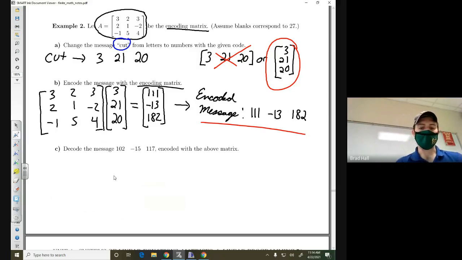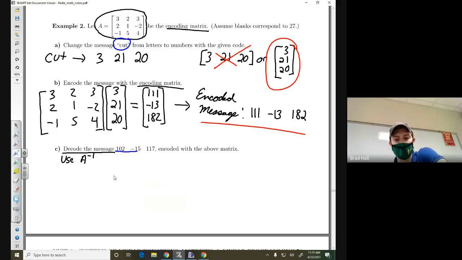Now, if we want to decode a message, notice they switched the terminology on us to decode. Anytime you decode, you're going to use the inverse matrix. That's where that inverse stuff comes into play. And the message that they want us to decode is 102, negative 15, 117. So imagine you're on the receiving end of this.